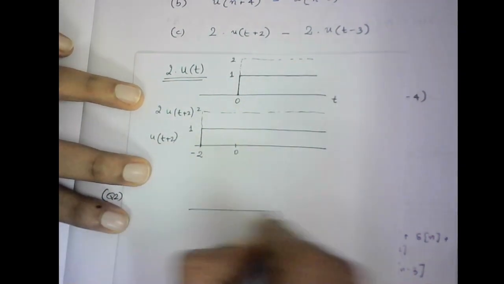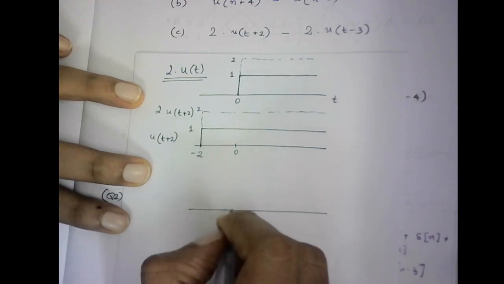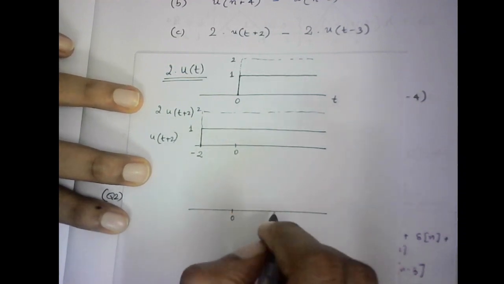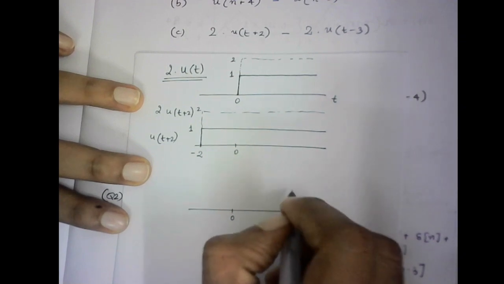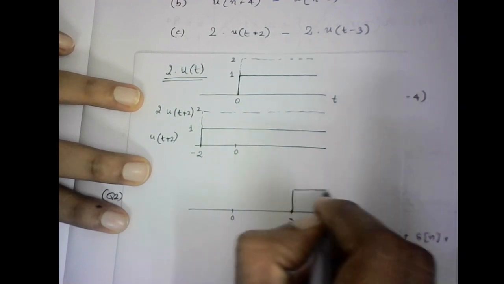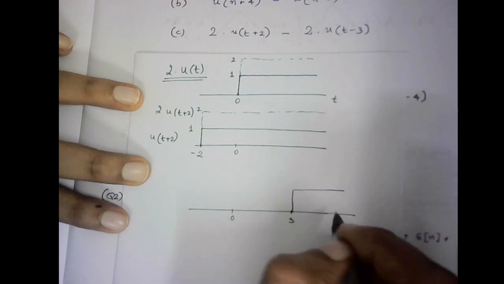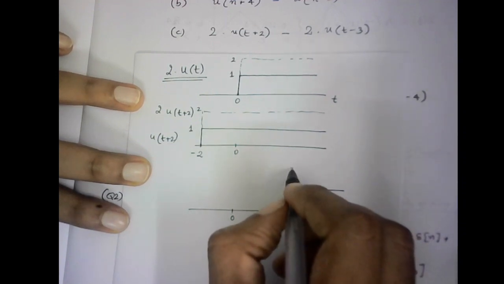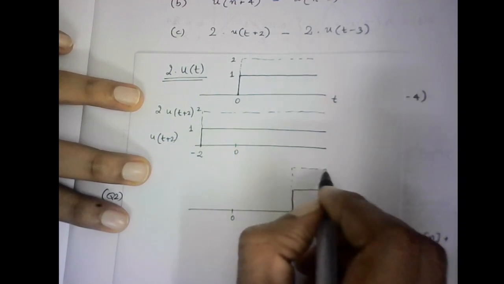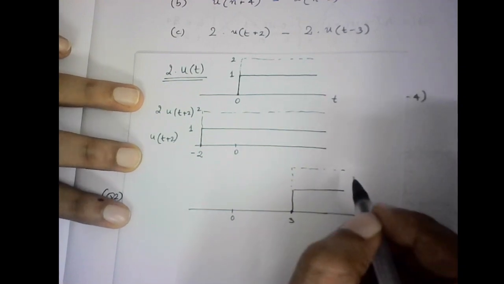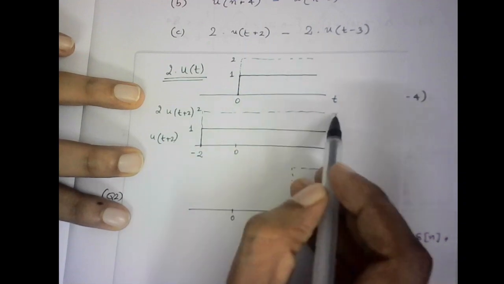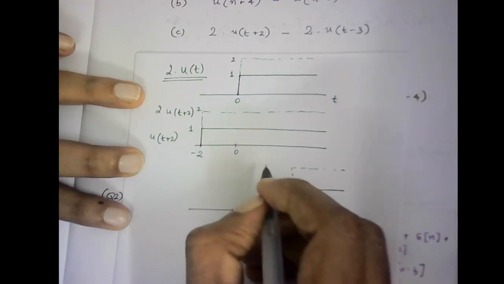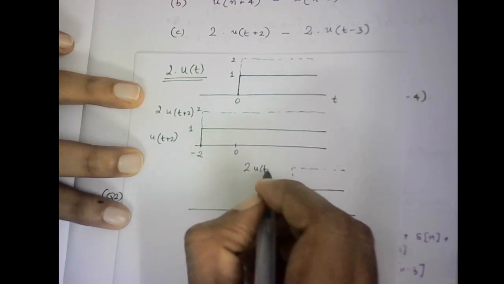The second signal is 2 into u of t minus 3. So first you need to construct t minus 3. u of t minus 3 is a unit step signal which is delayed by 3 instances. So if this is 3, this is u of t minus 3, and you multiply it with 2, so this is the signal 2 into u of t minus 3. So this is 2 into u of t plus 2, and this is 2 into u of t minus 3.